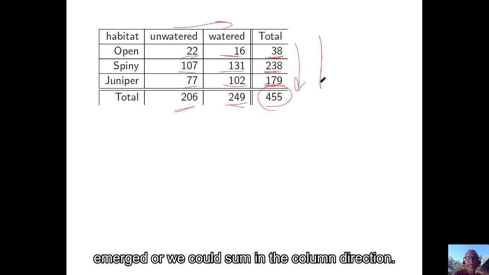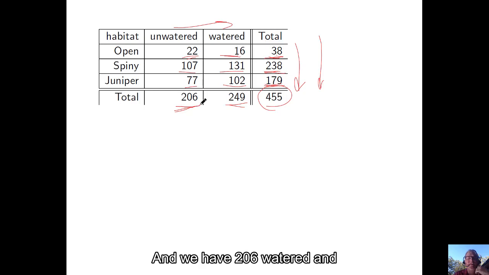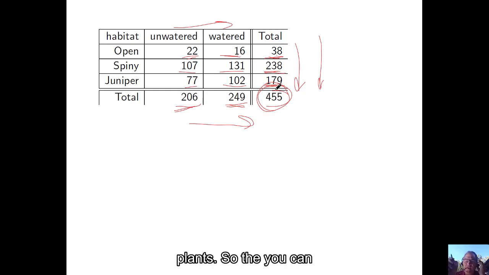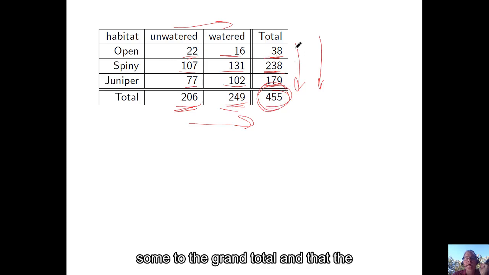Or we could sum in the column direction, and we have 206 watered and 249 unwatered. If we sum those, we also get the same number of total plants. So you can do a double check of yourself that the column totals sum to the grand total, and that the row totals sum to the grand total.